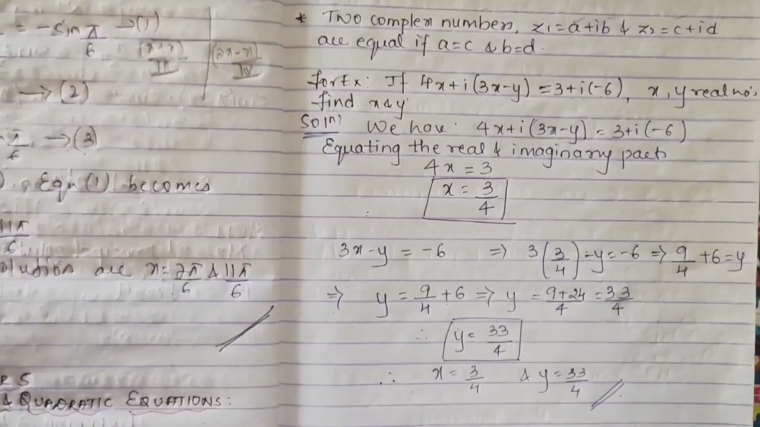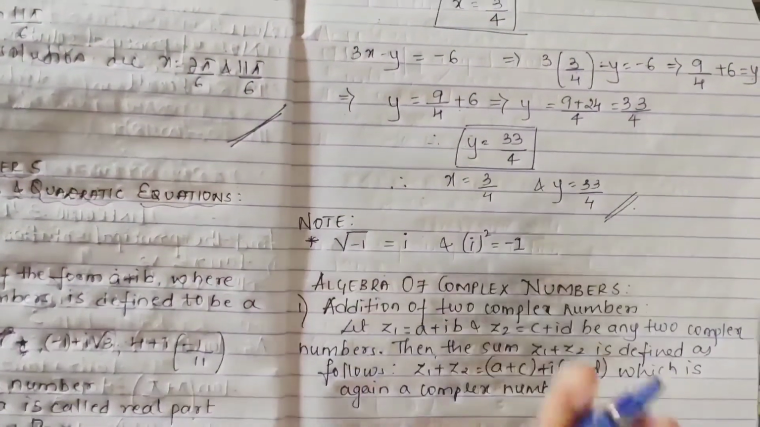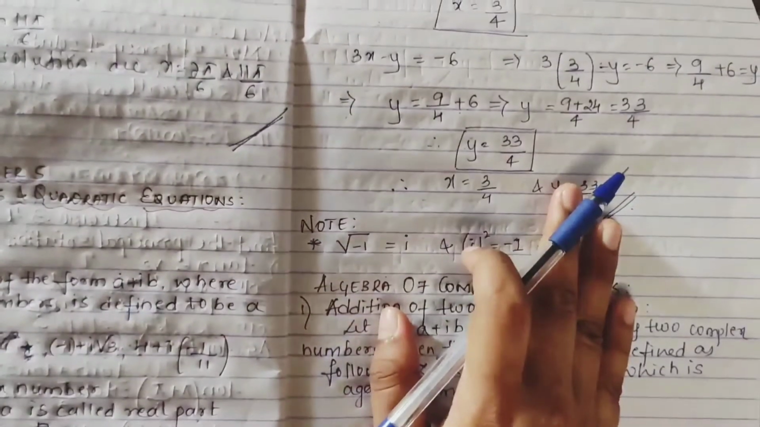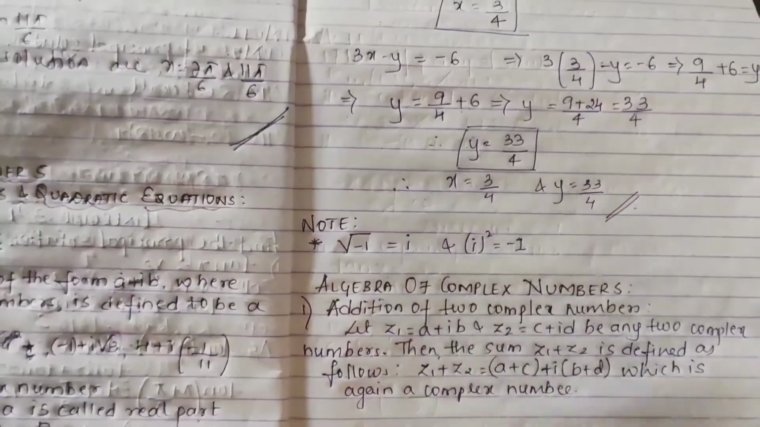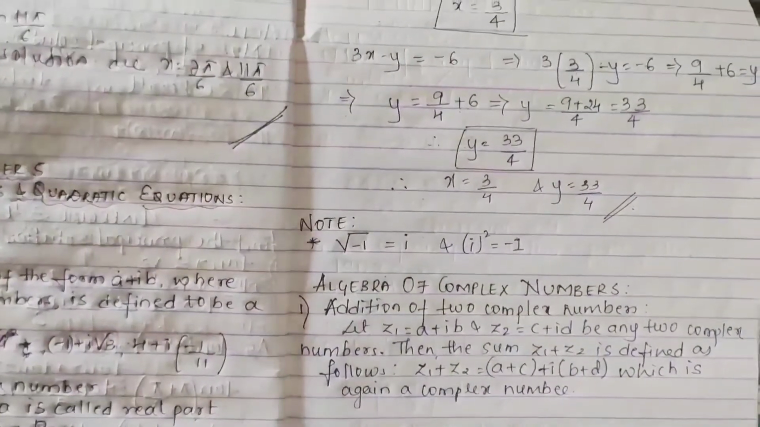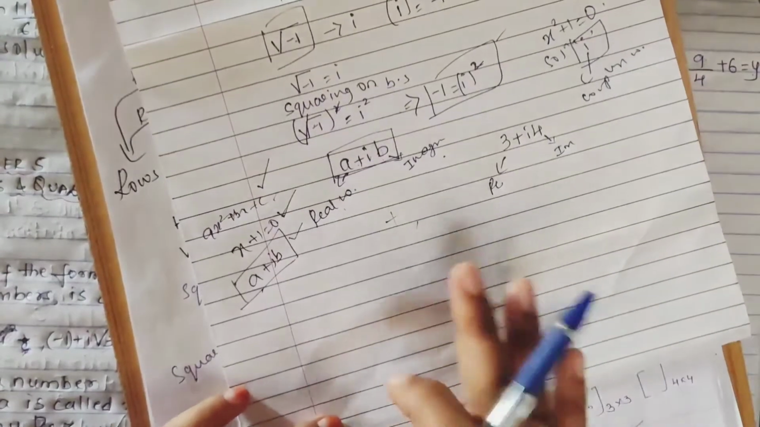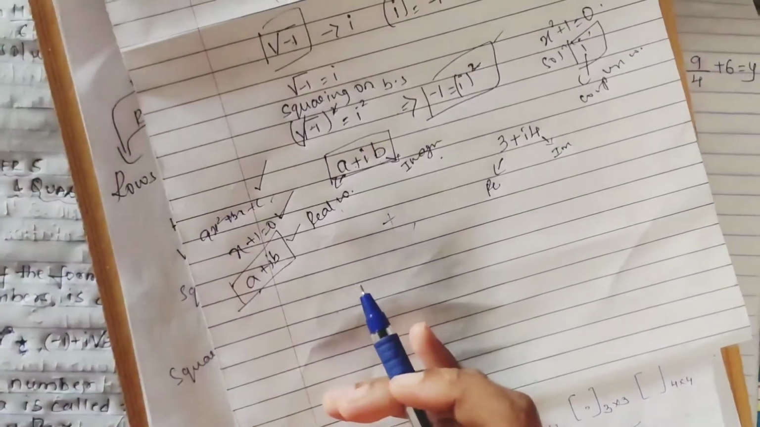Now we are going to study the algebra of complex numbers. As I have said, algebra means addition, subtraction, multiplication, and division. First we will see addition. Now we are doing addition, which means you need two complex numbers only.